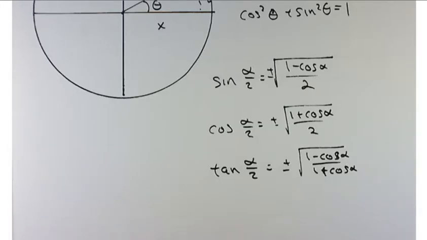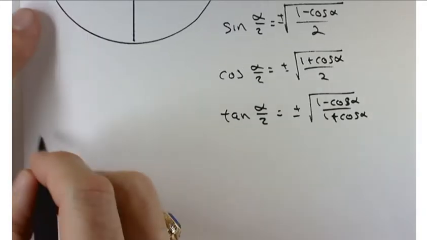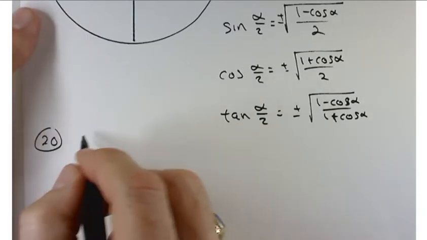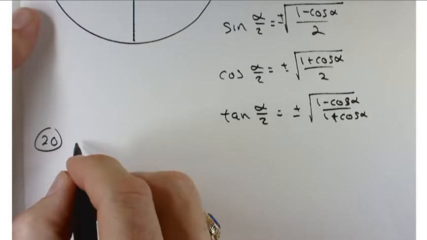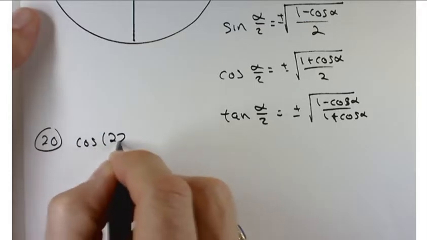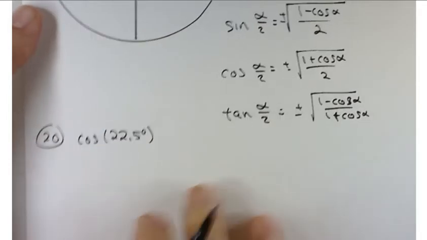Yay. So there's your three identities. Let's use those. Let's see how they're used. And we'll start with a nice numerical problem, problem number 20. It asks you to calculate the cosine of 22.5 degrees.